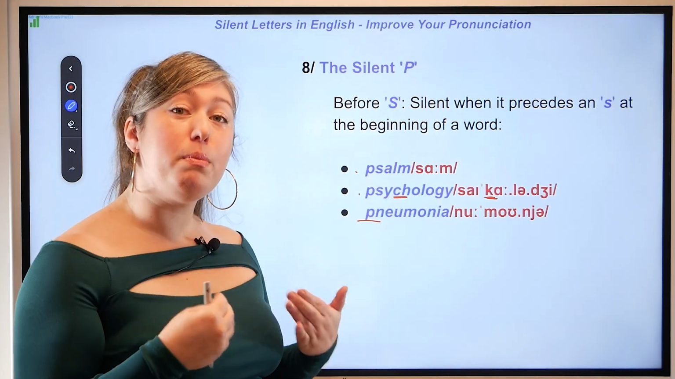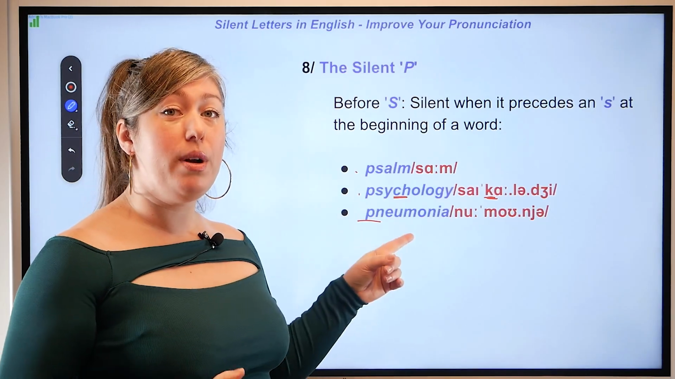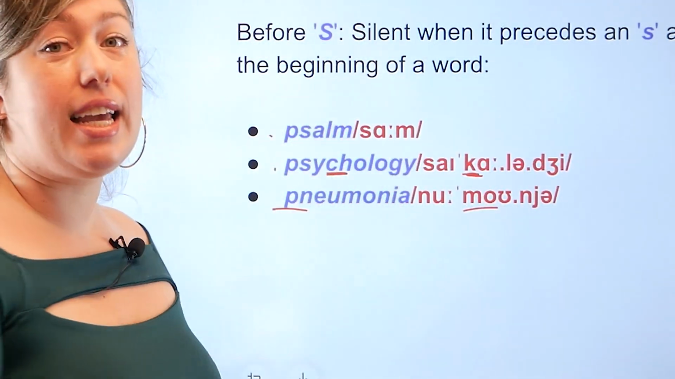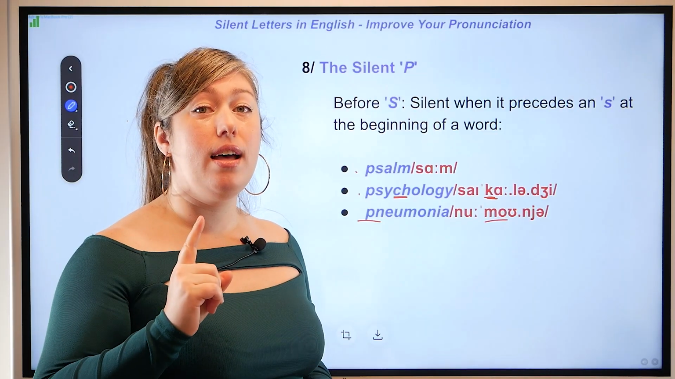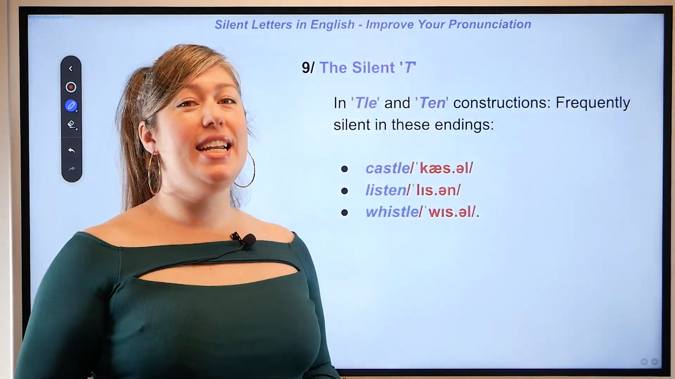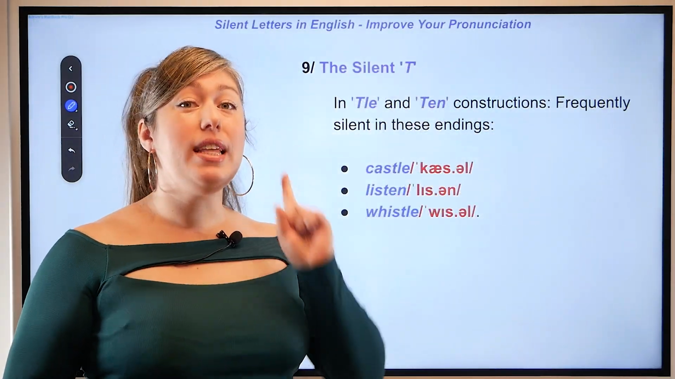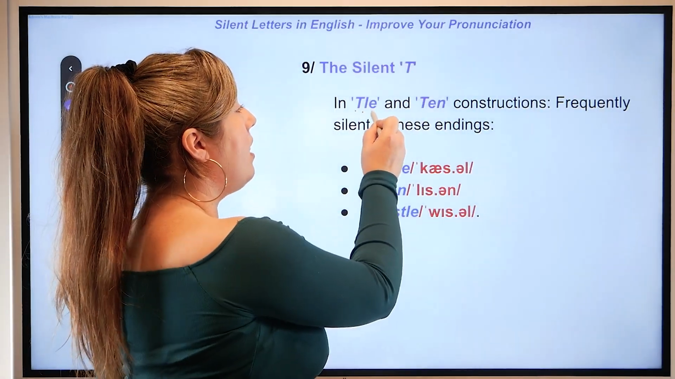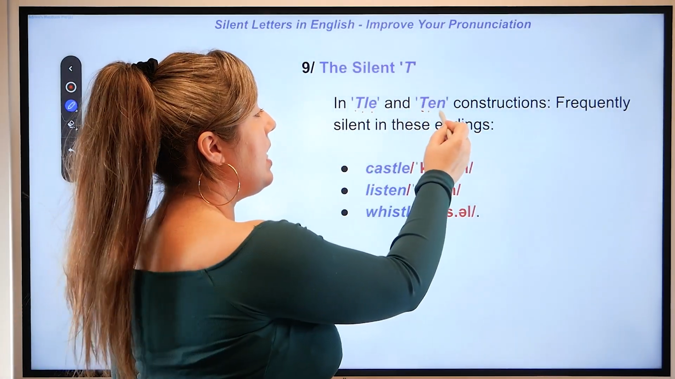And here, again, we have silent P. This time it comes before the letter N. So we pronounce this word pneumonia. And we have a stress, again, on the second syllable. Pneumonia, pneumonia. Number 9 is the silent T, and you'll know that the T is silent if it's spelled in words with T-L-E or T-E-N.